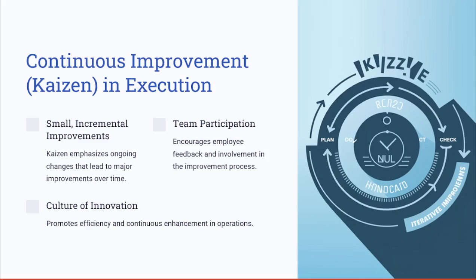When it comes to continuous improvement, we have the Kaizen model in execution. Kaizen is a Japanese term for continuous improvement, involving small ongoing changes that collectively lead to major improvements. It focuses on empowering employees to identify inefficiencies and suggest improvements. It's a small and incremental improvement over time, and it encourages team participation and feedback, and promotes a culture of innovation and efficiency.